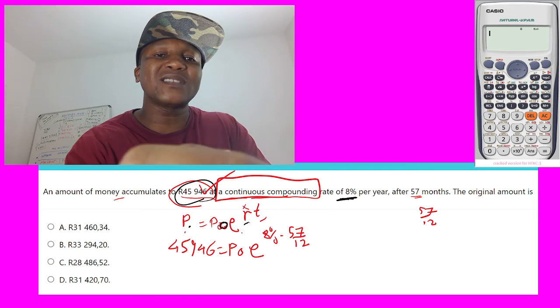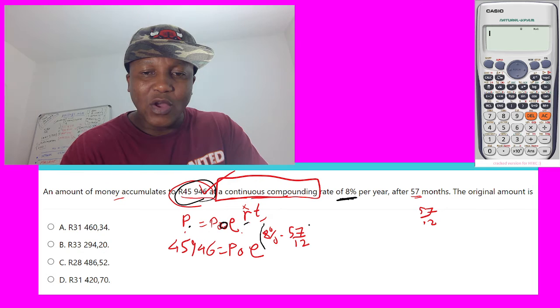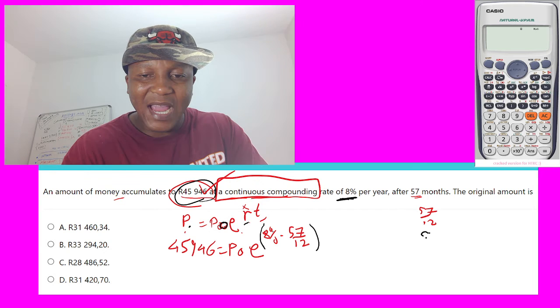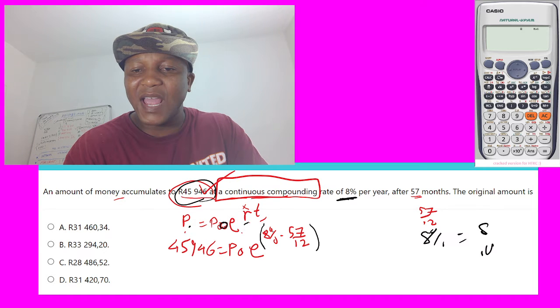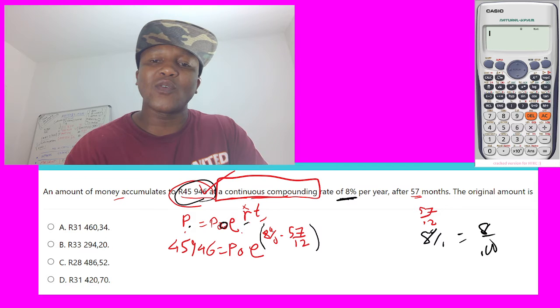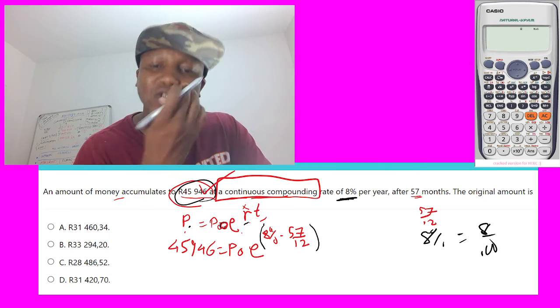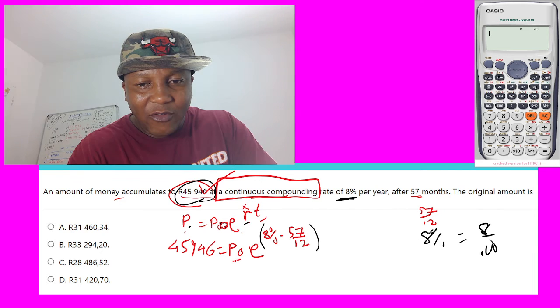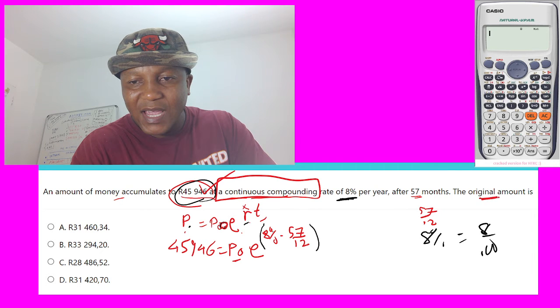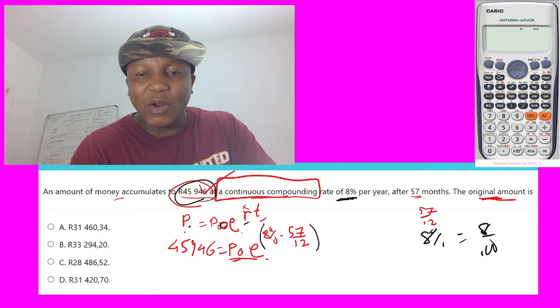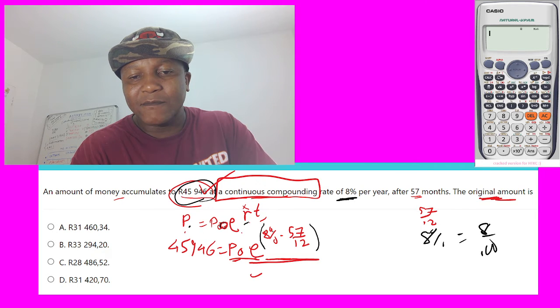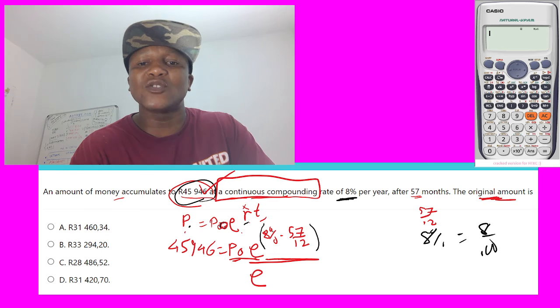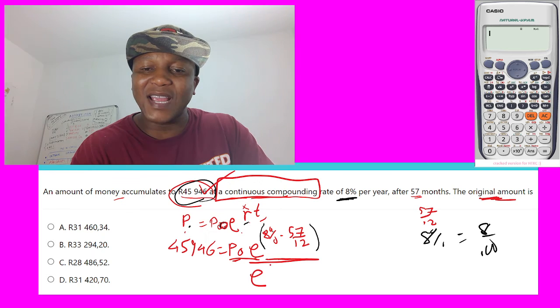Just something quick: if you don't want to say 8%, you can say 8 over 100, because when you say 8%, you say 8 over 100. If I don't want to write it like that, you can write it either way, but I'll show you how you can do it the other way. Now what we want to get is the value P naught, because they say the original amount, which means you look for P naught. So what I'll do is divide here by e to the power 8%. You can write it as 8%, or 8 over 100.